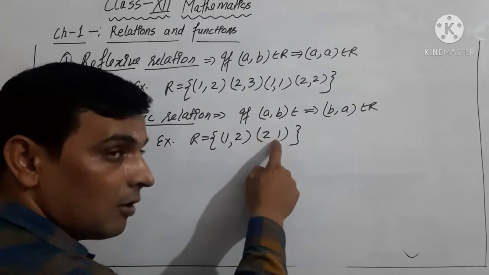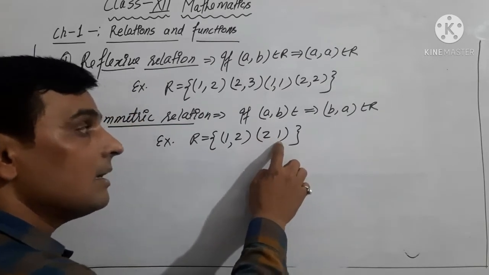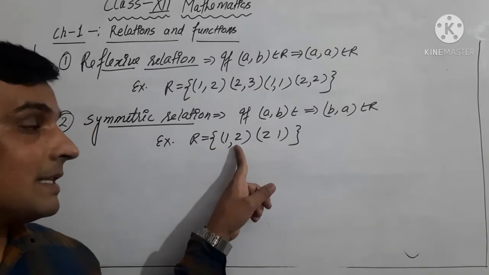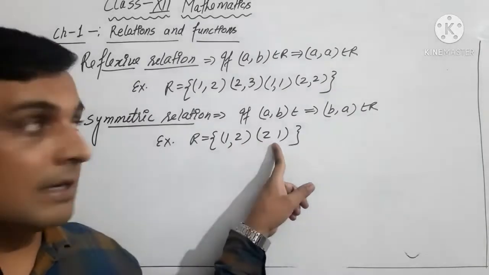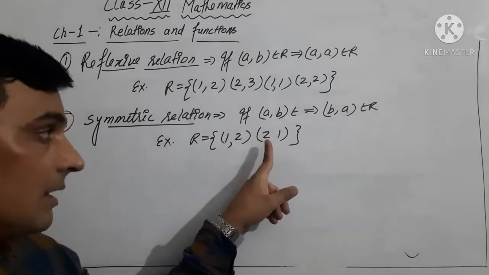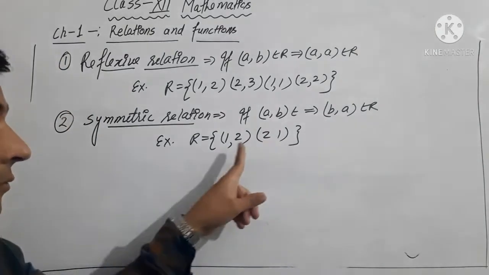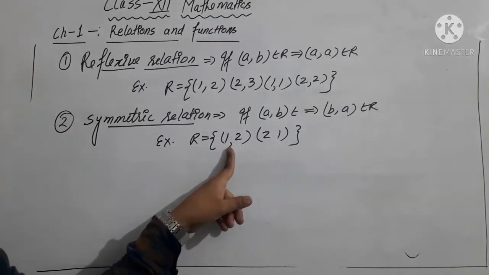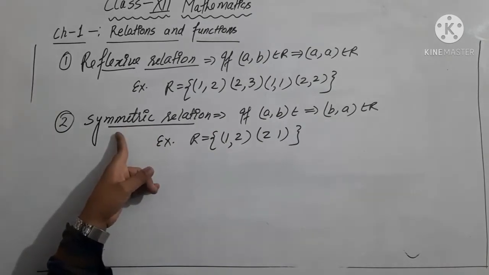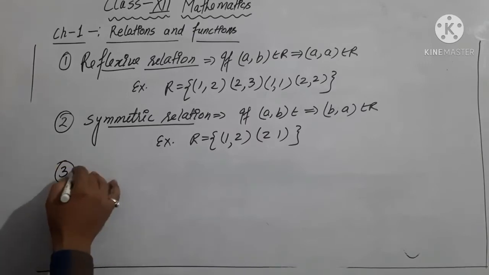A comma B, B comma A. And for second ordered pair, if A comma B belongs to R, then B comma A also belongs to R. 2 comma 1 is present in the relation, then 1 comma 2 is also present. Condition is valid for this ordered pair. Now we are checking for this ordered pair. A comma B belongs to R, then B comma A should also belong to R, which is present in the relation. So this relation will be symmetric relation. Is it clear to everyone? Now come to the third type of relation, transitive.